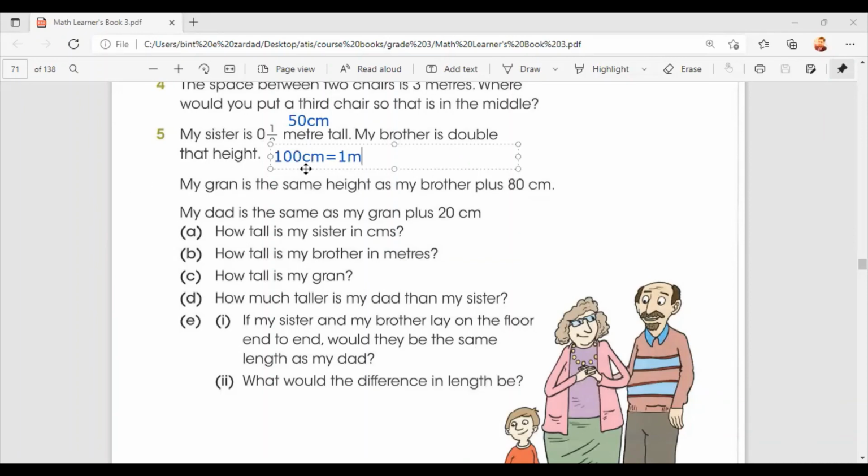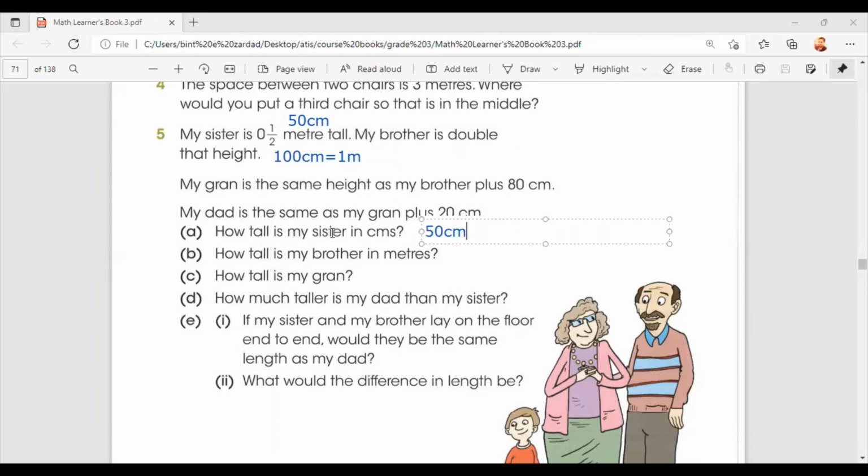These are all the information. The questions start from here. First, you need to fix the information so you can easily understand and solve the question. My grandad is the same height as my brother plus 80. Okay, let's start the question. How tall is my sister in centimeters? We write here 50 centimeter.